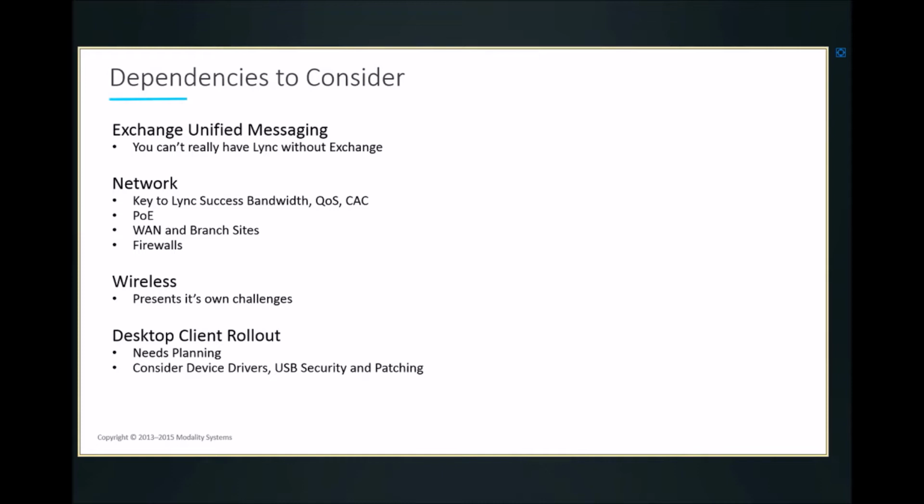Exchange Unified Messaging. Funnily enough, this often doesn't come up at the start of a project. Exchange is a separate product, but it provides the voicemail for Skype for Business. So you need to be working closely with the Exchange team, or Exchange Online if you're using Office 365. You can't really have Link without Exchange Unified Messaging, in my opinion. People generally want voicemail and missed call alerts.